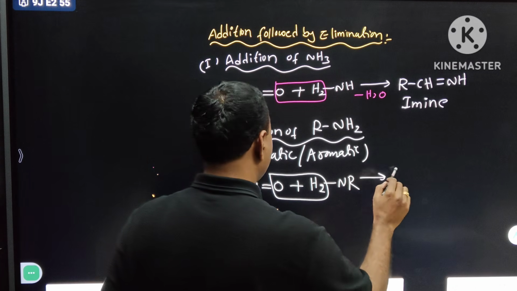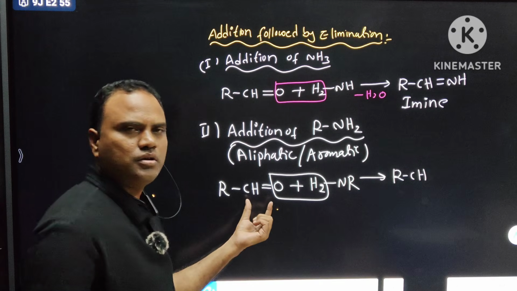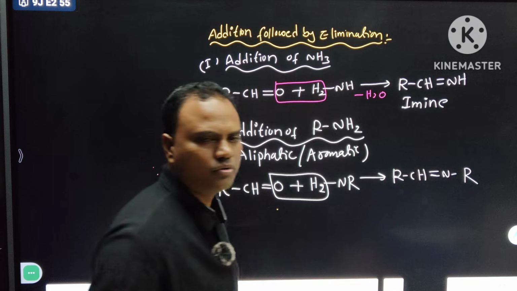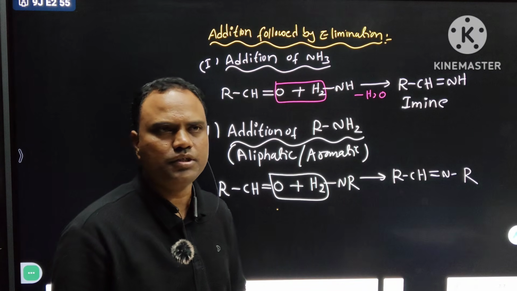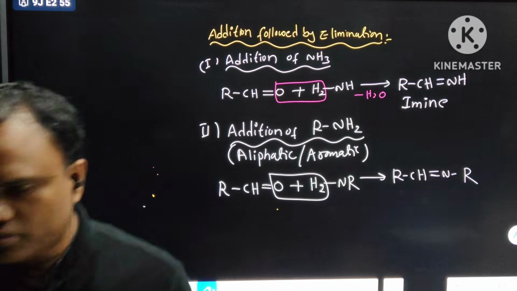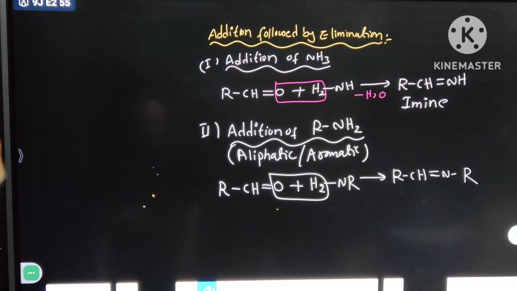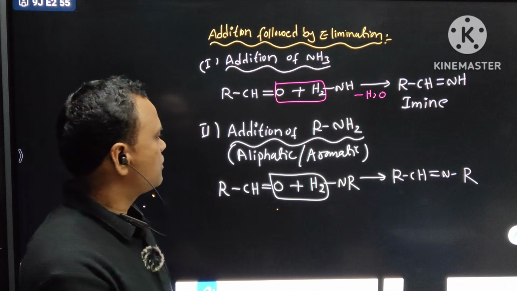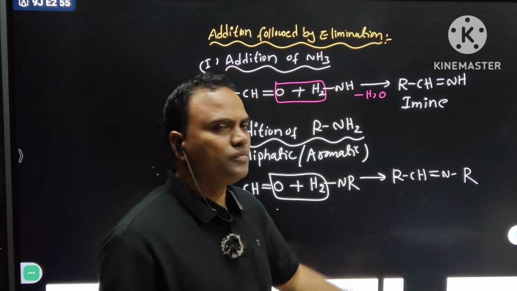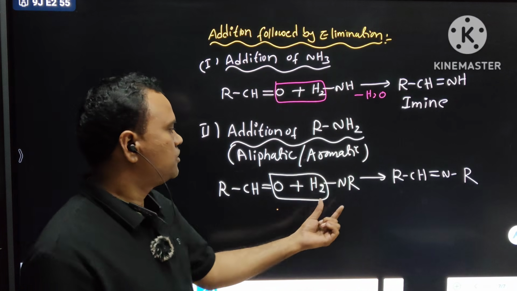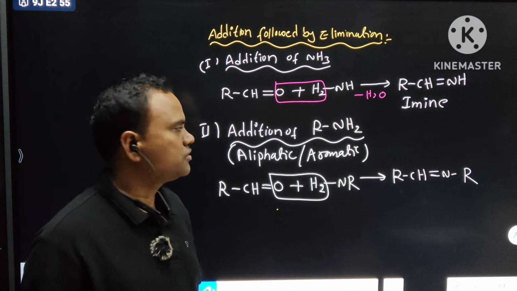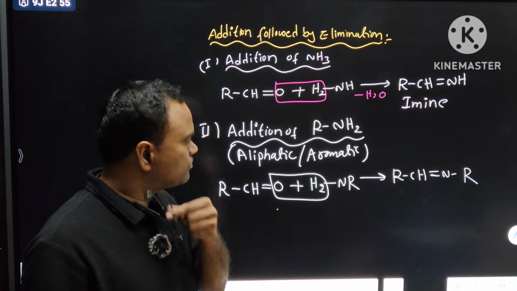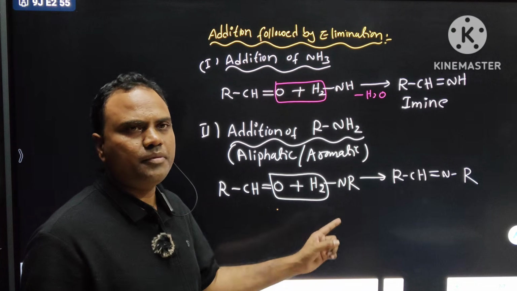Remove water here. What we will get? RCH double bond NR. Okay, right. Look at this. What is the name of the product? Which amine we took here? Tell me. What is the degree of this amine? Tell me. Primary amine or not? Primary only, na? RNH2.